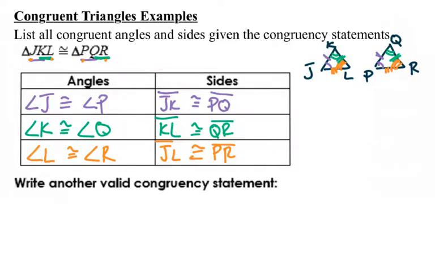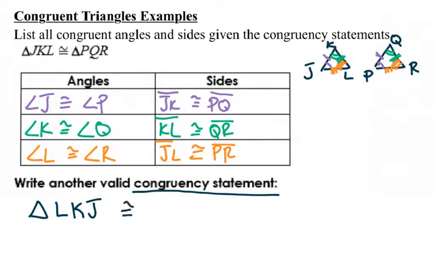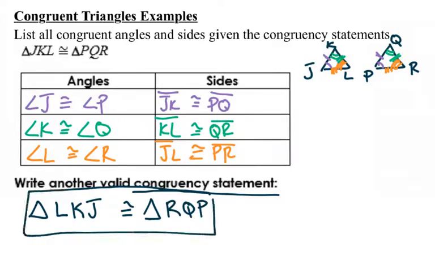Okay. So when it says write another congruency statement, it just wants a different order of J, K, L, but they still have to correspond. So let's do it completely backwards. Like if I said triangle LKJ, it would correspond with triangle RQP. So the statement still talks about those same two triangles and those same six pieces, but it's just written in a different order. But still a corresponding order.